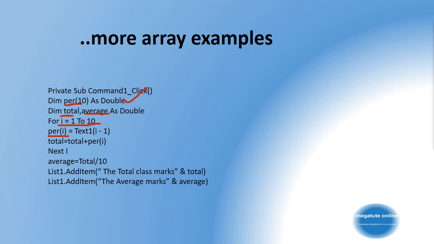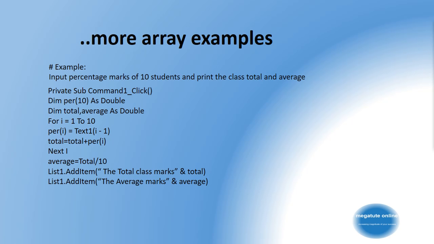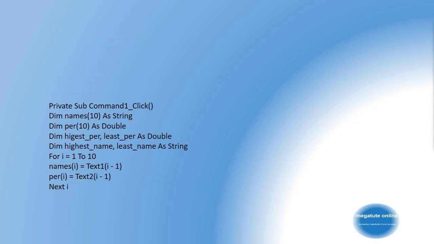To the ith position of the percentage, the values will go from the I-1 boxes because the box's name starts from 0. And here I'm doing the total. So total equals total plus percentage I. So whatever percentage is coming from the text boxes is getting stored into total. And then we know that the formula of the average is total by 10. So over here we are printing the total and the average all together. So this is one example where we are handling the percentage of 10 students and printing the class total and average.